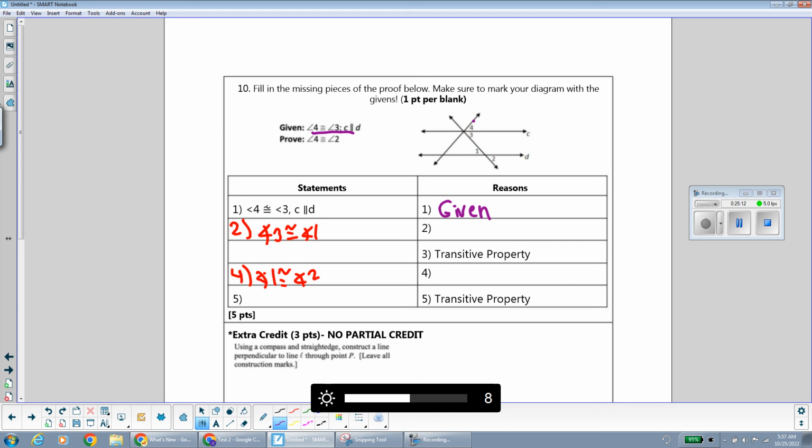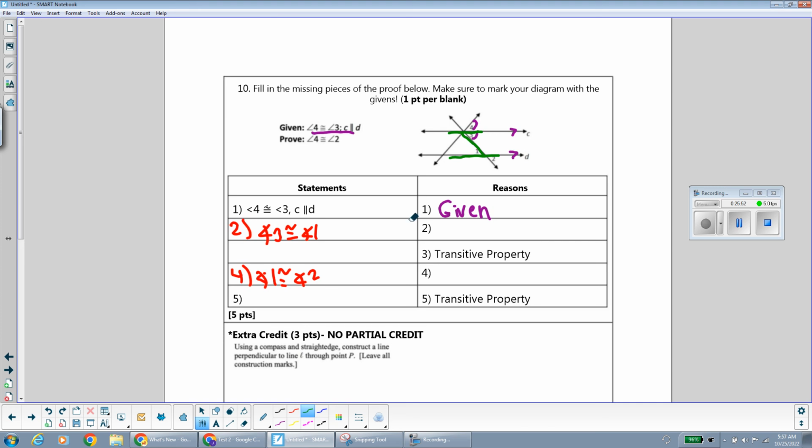I'm going to mark my diagram. 4 and 3 are congruent to each other. C is parallel to D. Now it's telling us that angle 3 is congruent to angle 1, and we need to write down why. We have parallel lines cut by a transversal. I'm going to highlight the parallel lines and the transversal right next to angle 3 and angle 1. Notice how angle 3 and angle 1 are on different sides of the transversal, and they're inside the parallel lines. So they're alternate interior angles.